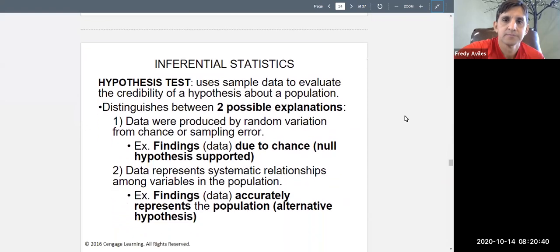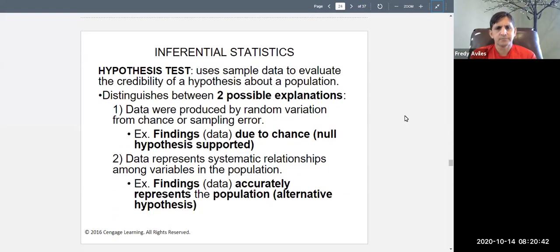Okay, more about this. With a hypothesis test, if the word hypothesis test confuses you, because it sounds complicated, just think of it as a test, okay?